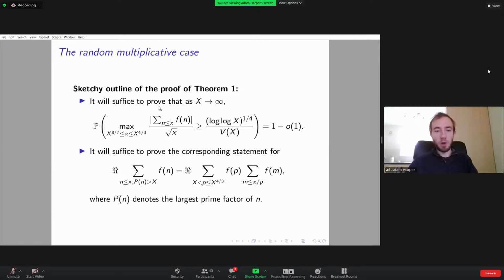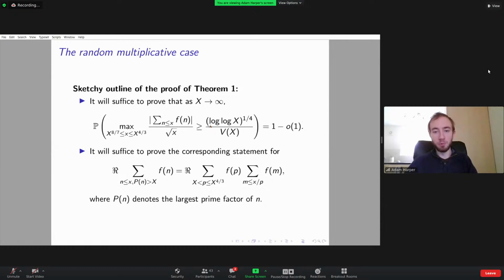So as before, it will suffice, I claim, to prove theorem 1, the lower bound for the sums of a random multiplicative function, to show that if you look at the maximum of these partial sums, scaled by root x, over some big interval, let's say between capital X to the 8/7 and capital X to the 4/3, this will be bigger than (log x)^(1/4) over v of x, with probability tending to 1.